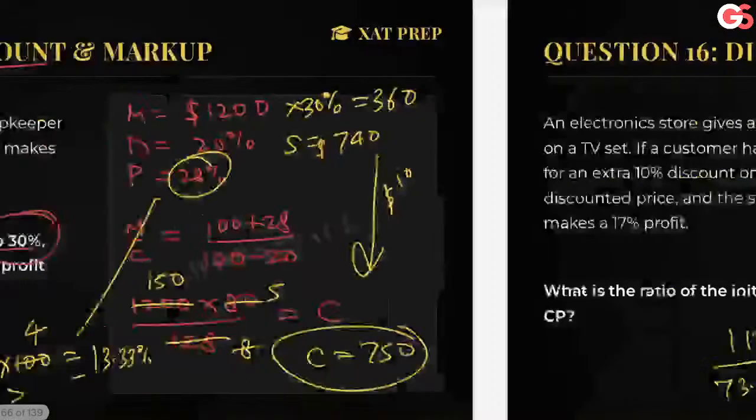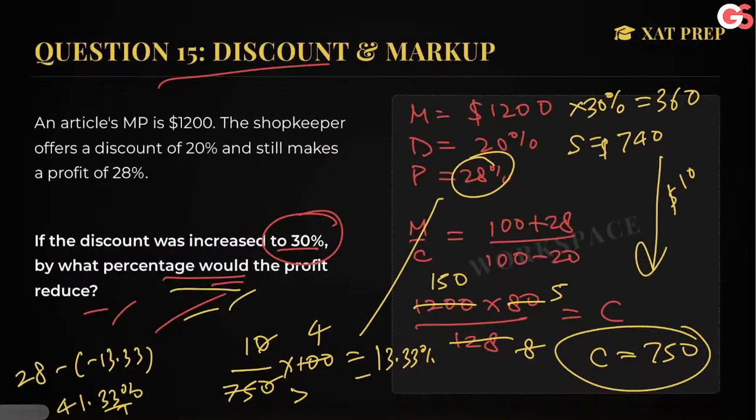ठीक है, अरे तो मैंने क्या यहाँ गलत किया है? न्यू प्रॉफिट वॉज 12%, कहाँ लिखा है? वॉज इट 12? 13.33 नहीं है? Can you check it once, all of you?